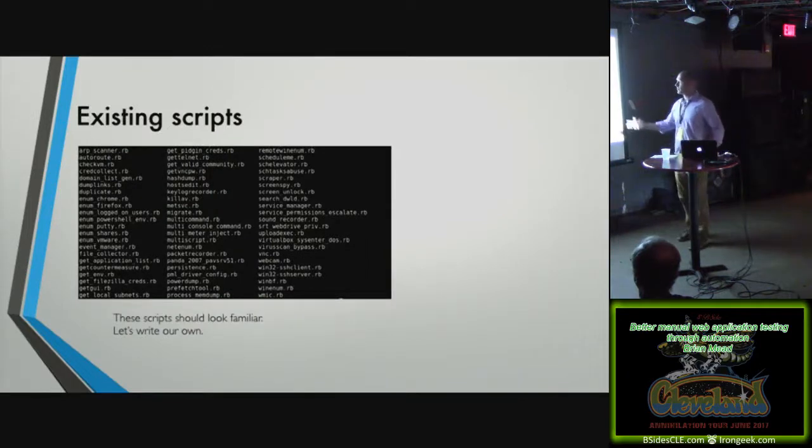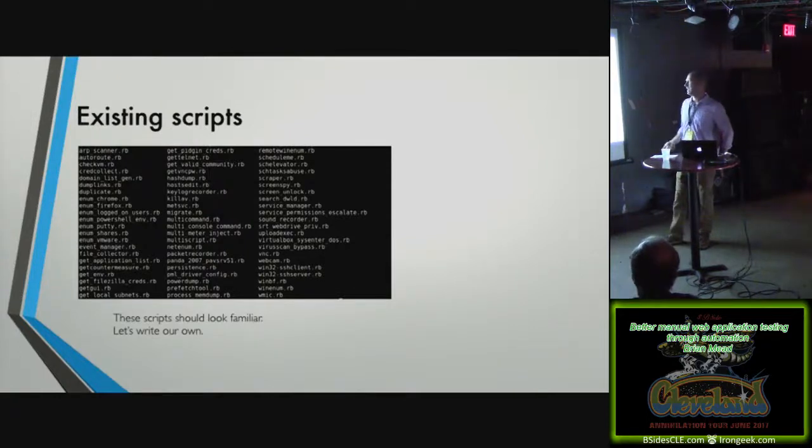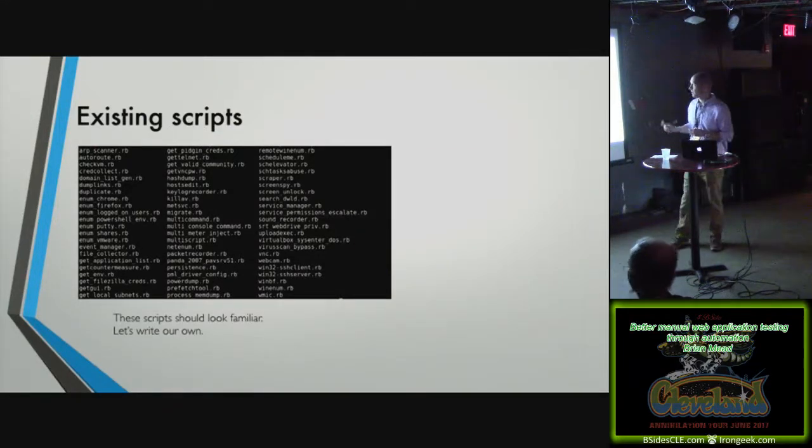So this is a screenshot of the existing scripts. I'm sure some of you guys use these right now and may not know where they came from. Some of the examples are like kill AV, migrate. I know I use migrate a lot. If you're spawned in a process that's not stable and you need to migrate that to a different process, that's a great script for that.